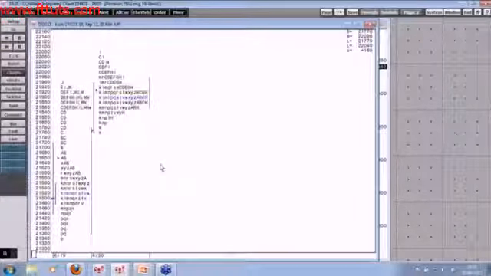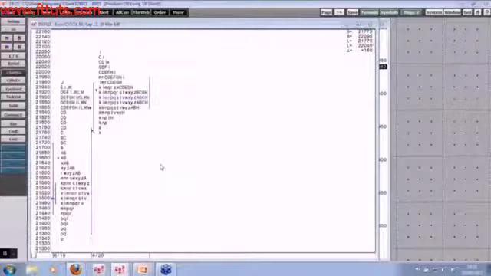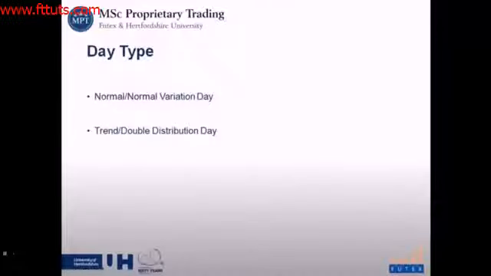Okay, there are just two basic types of day: the normal variation day, and a trend day or double distribution day. There are some in between, but I won't go into too much detail yet.